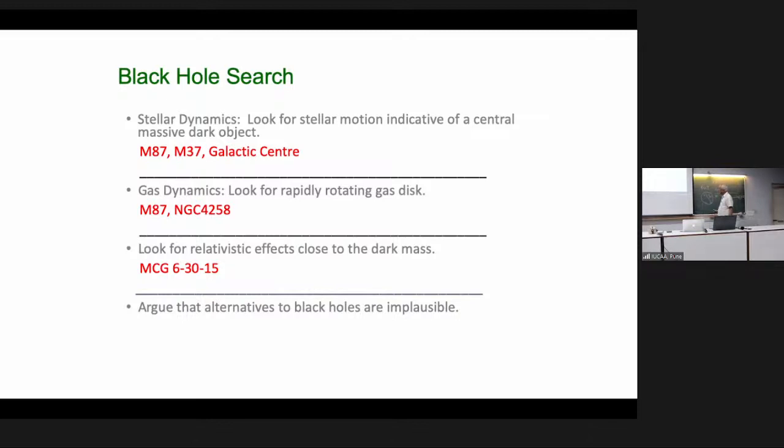First of all, you have to find these effects, and then you have to say that the alternatives to black holes are impossible. If it's a 50 solar mass compact object, then we know that it can't be a neutron star. Let me quickly run through this.